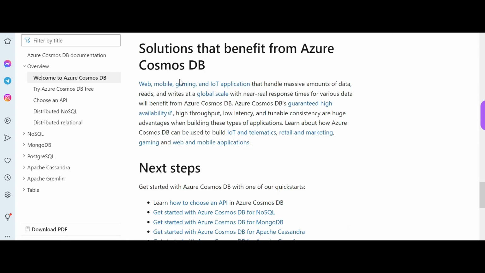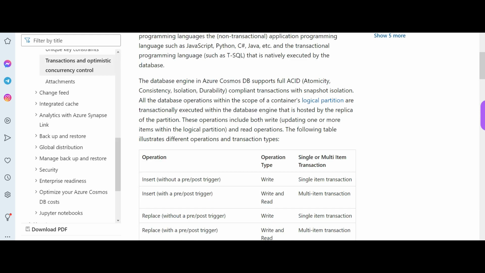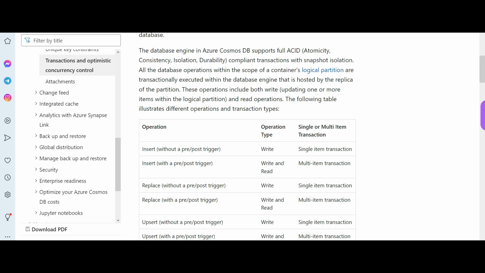That is why you use it for web, mobile, gaming, and IoT applications. If you are building mobile applications like Uber or Lyft, then you can use it. It supports full ACID compliance. ACID means atomicity, consistency, isolation, durability. It supports both write and read operations globally. This is what we need for our question.